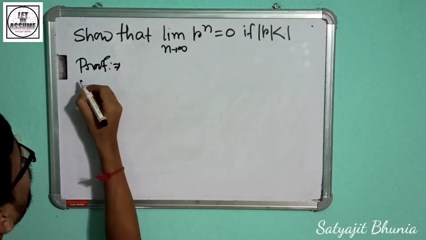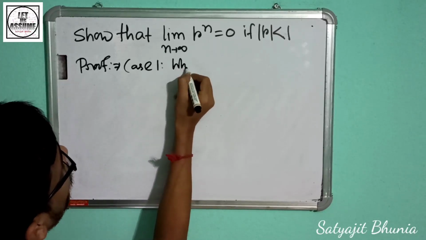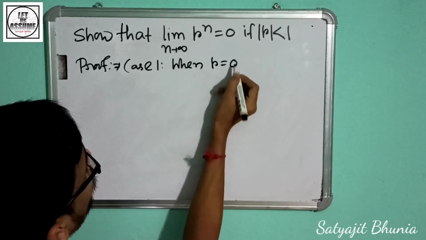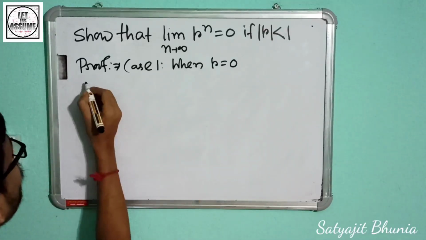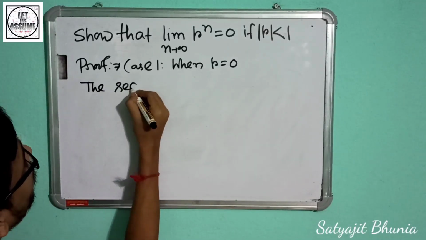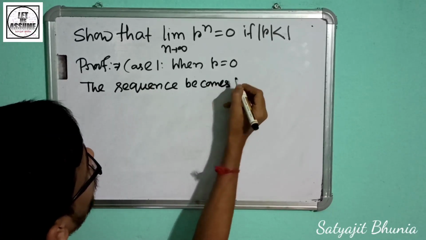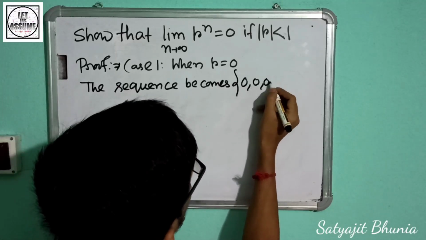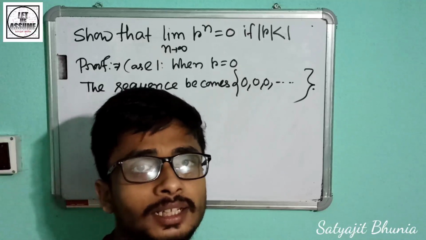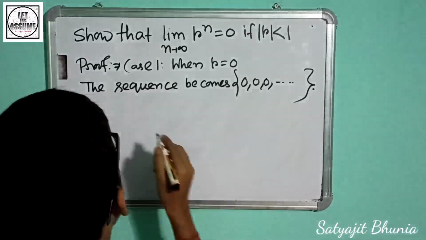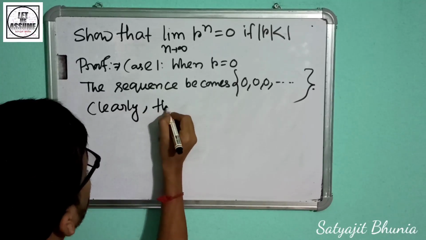Case 1, when r is equal to 0. When r is equal to 0, the sequence becomes 0 0 0 and so on. So when r is equal to 0, the sequence is clearly convergent.